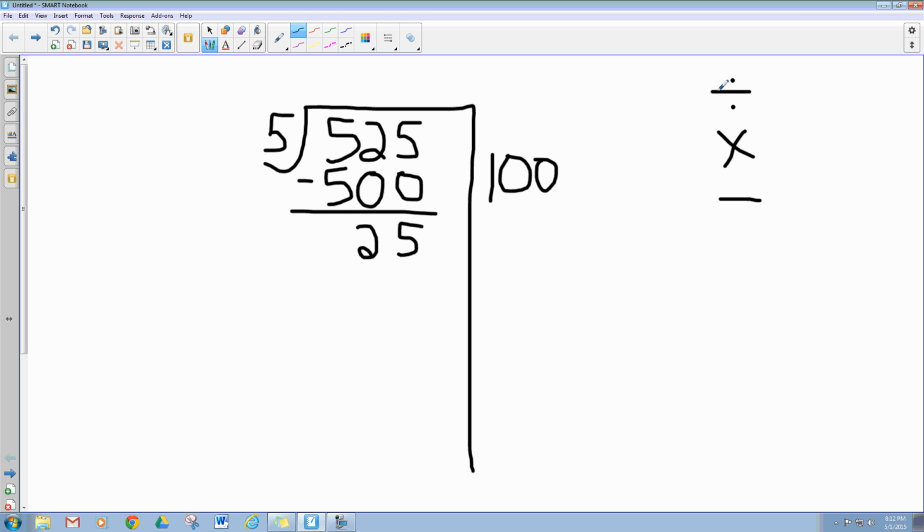Now we start the process again. So now we need to divide. How many times does 5 go into 25? The answer is 5. 5 times 5 is 25, so we will write down our 25, and we will subtract again, and we are left with 0. The answer here is 105, and we can place that at the top.